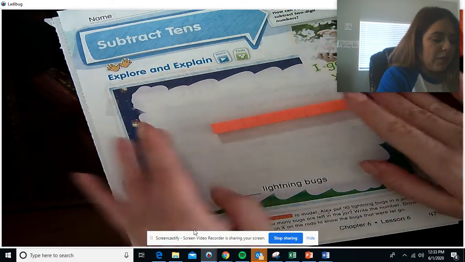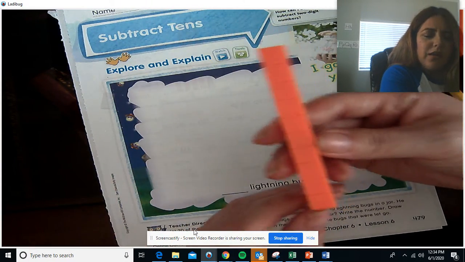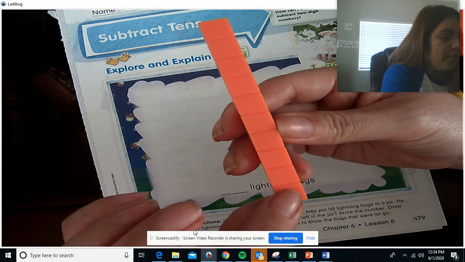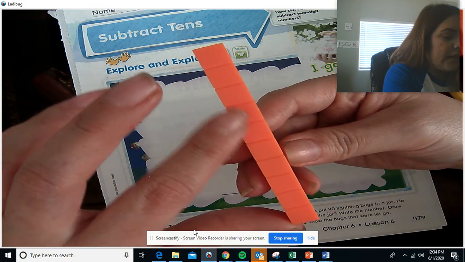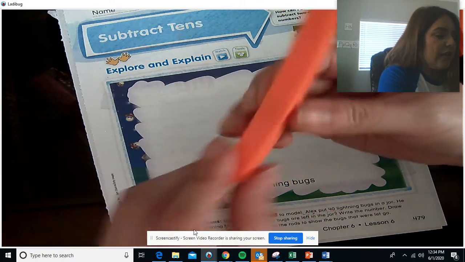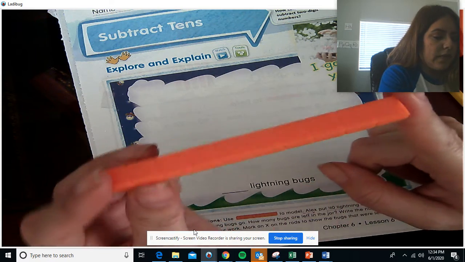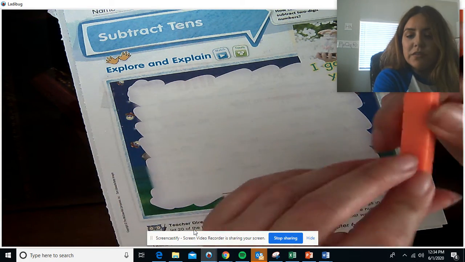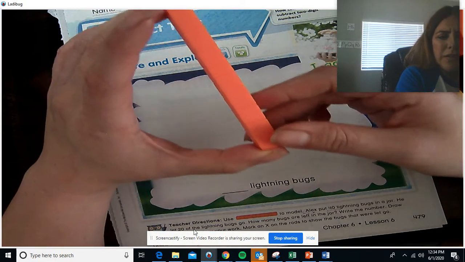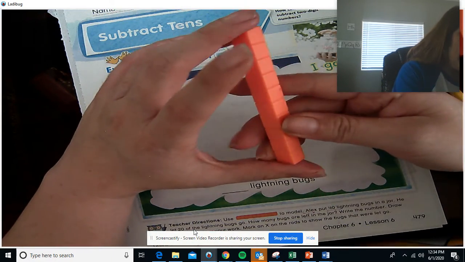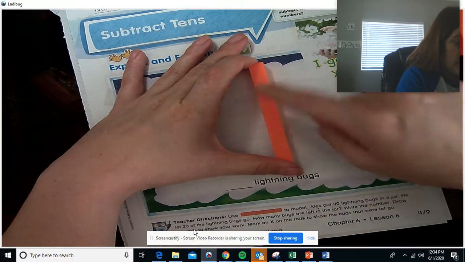We know that this represents one group of 10 because if we look closely, we see that it has 1, 2, 3, 4, 5, 6, 7, 8, 9, 10 little squares, right? If you haven't already made yourself some of these, like in that video that I posted, or if you haven't printed them, please go ahead and do that. You're going to need them for this chapter, okay? So this represents one group of 10.